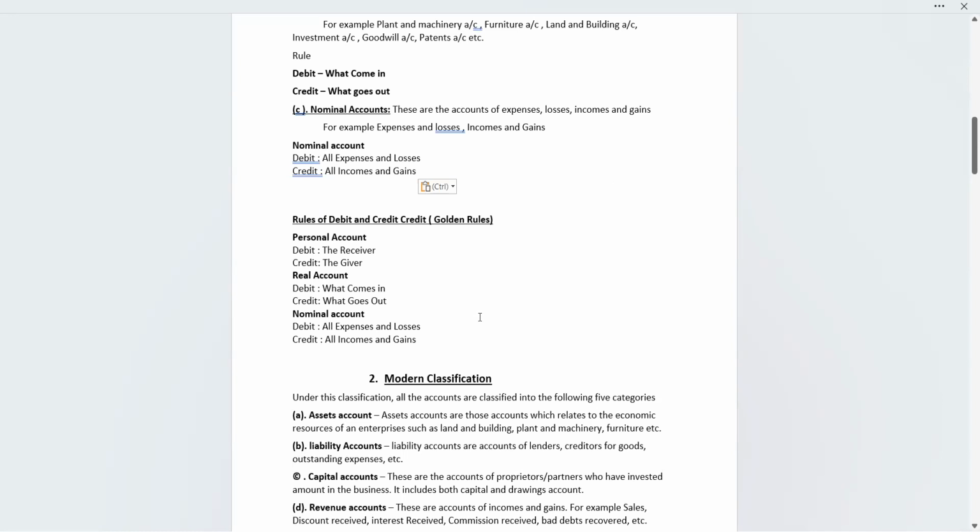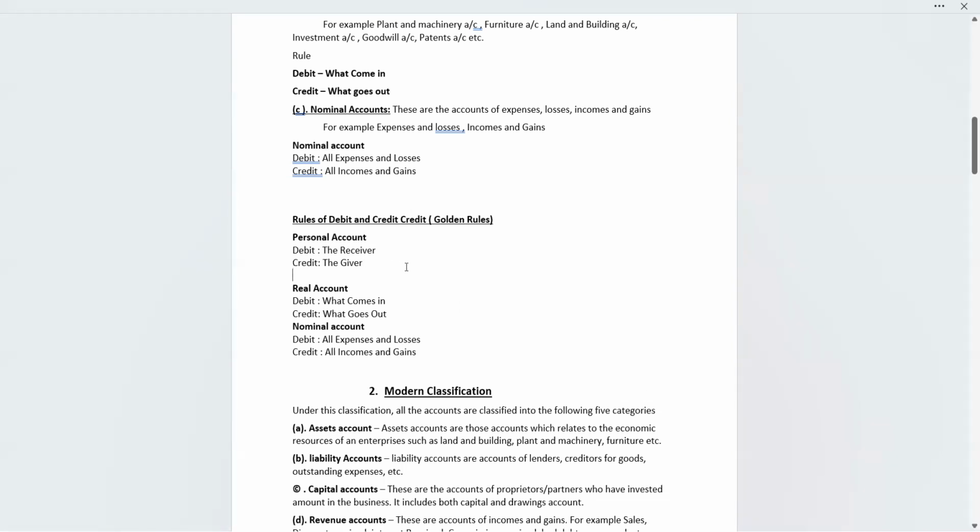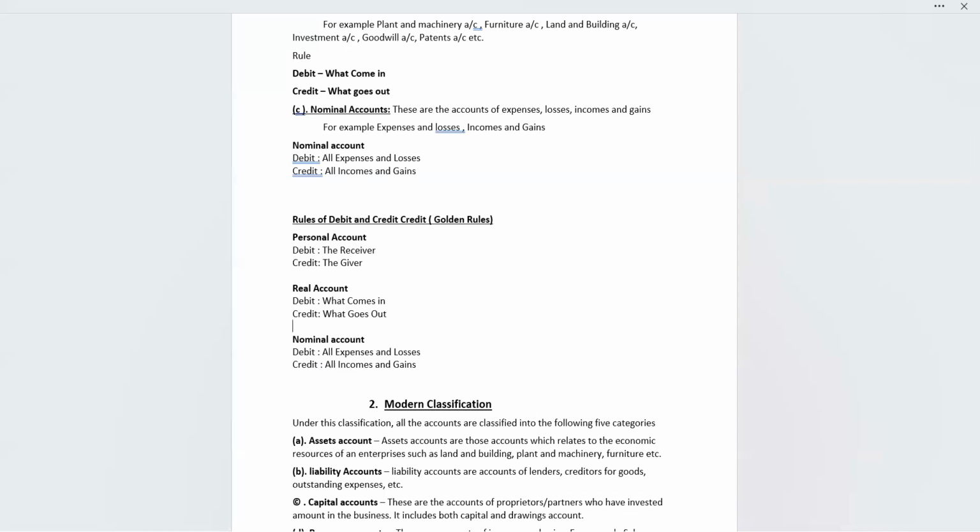Finally, I'll mention the rules. Three rules I mentioned separately. The rules of debit and credit are nothing but golden rules. So personal account, debit the receiver and credit the giver. In the real account, debit what comes in, credit what goes out. In the nominal account, debit all expenses and losses, credit all incomes and gains. These are the three main important rules. These rules are very, very important. Based on these rules, you are passing the journal entries. Without rules, you can't pass the journal entries.